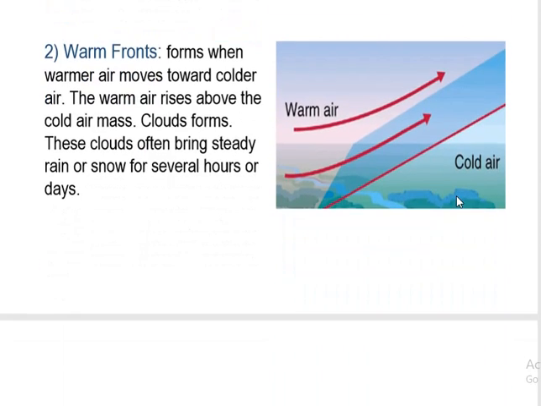Warm fronts. Warm air mass moves towards cold air mass, as observed in the photo. Weather can rain or snow for several hours or days.